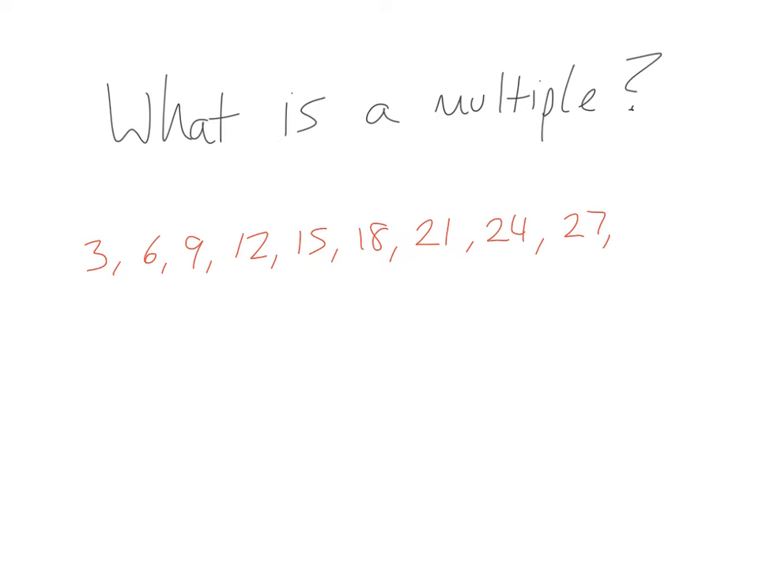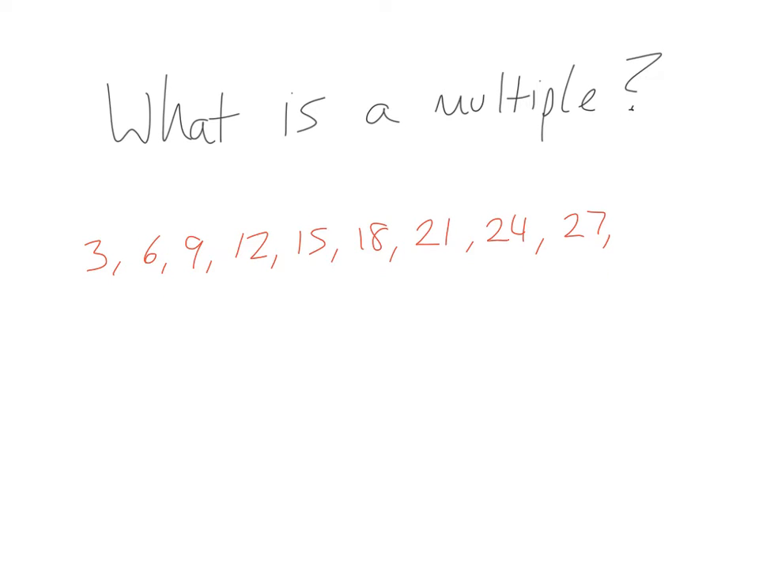Well, let's say I give you this list of numbers here: 3, 6, 9, 12, 15, 18, 21, 24, 27, and I said they're multiples. You would say they're multiples of some number, and that number would be what? 3, okay? These are all multiples of 3. Why? Because 3 times 1 is 3, 3 times 2 is 6, 3 times 3 is 9, 4, 5. You get the point, okay?